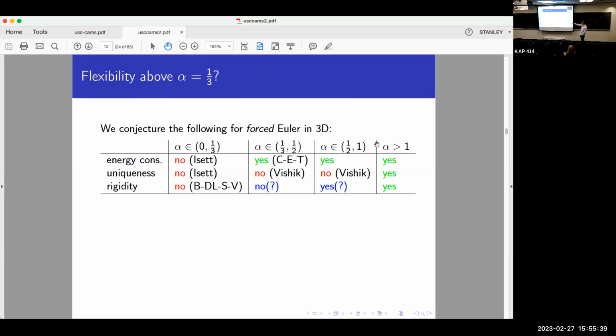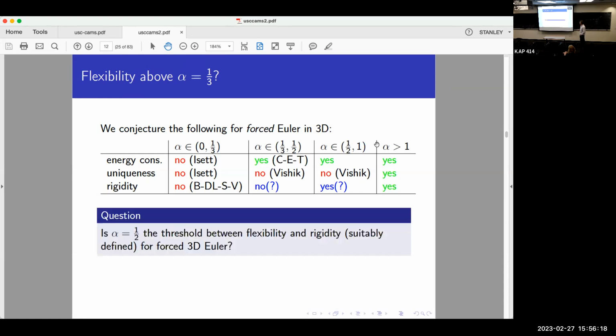The question is about rigidity, whether you can approximate any smooth vector field by solutions to Euler. And for several reasons, as a result of this work, we conjecture that 1/2 is the threshold for rigidity for the force system. Now there are a few reservations that we have about this. First of all, it's not entirely clear how to formulate a precise H principle for the force system, because is the force allowed to be part of the approximation that we are considering when we're saying that something is rigid or not? It's a little bit unclear.